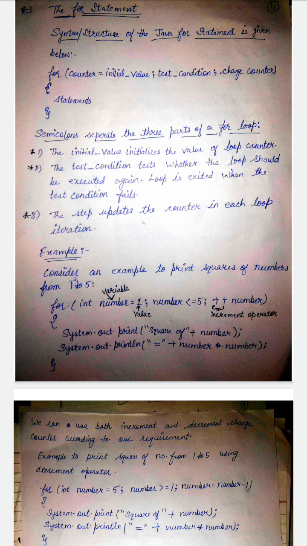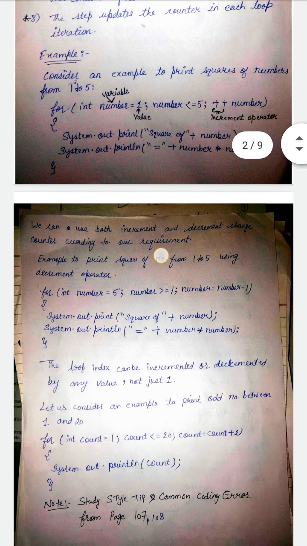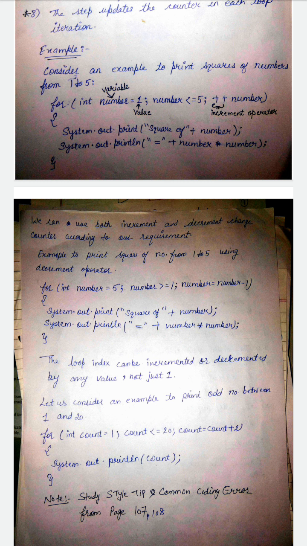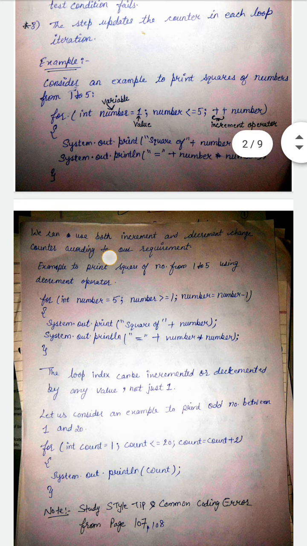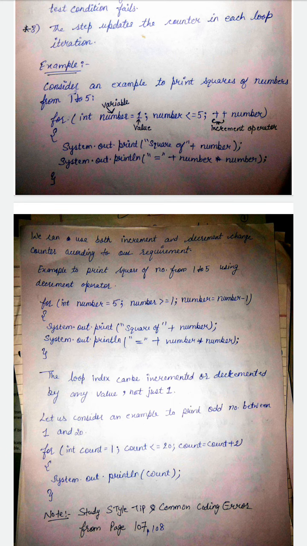After that, let's consider one example for this. Consider an example to print squares of numbers from 1 to 5. If we want to print the squares of numbers from 1 to 5 using a for loop, then how will we write that? Firstly we will write the for statement.